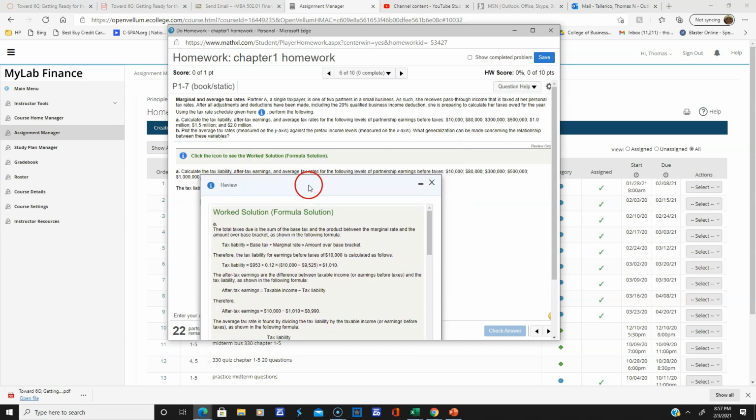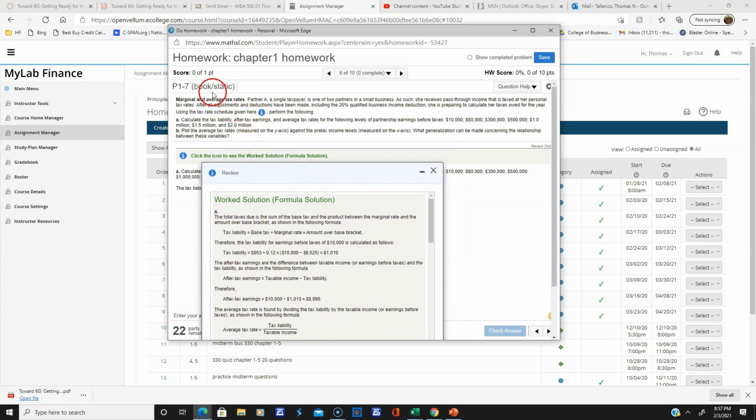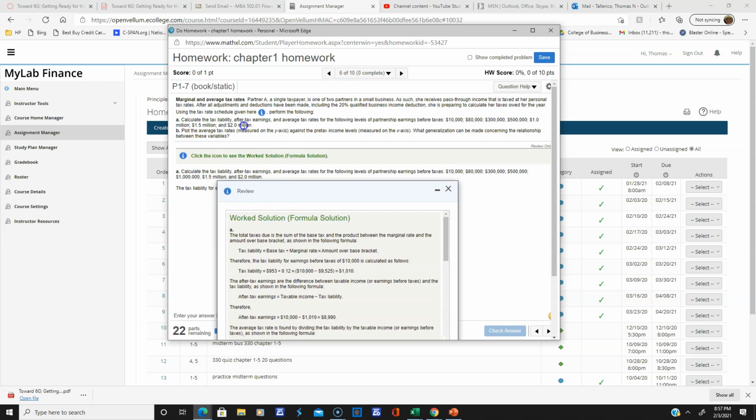One of your fellow students had a question on homework number one, Chapter one. I guess it's P1-7 here. They said: calculate the tax liability, after-tax earnings, and average tax rate for the following levels of partnership earnings before taxes: 10,000, 80,000, 300,000, 500,000, 1,000,000, 1.5 million, and 2 million.